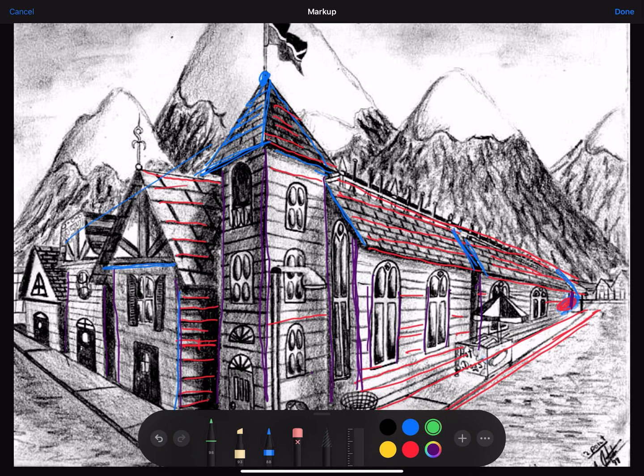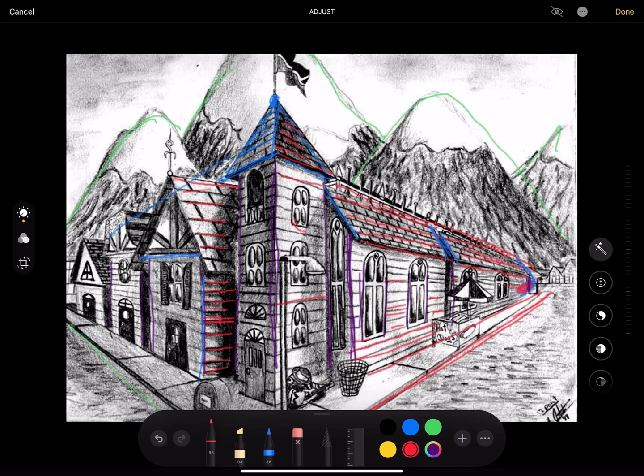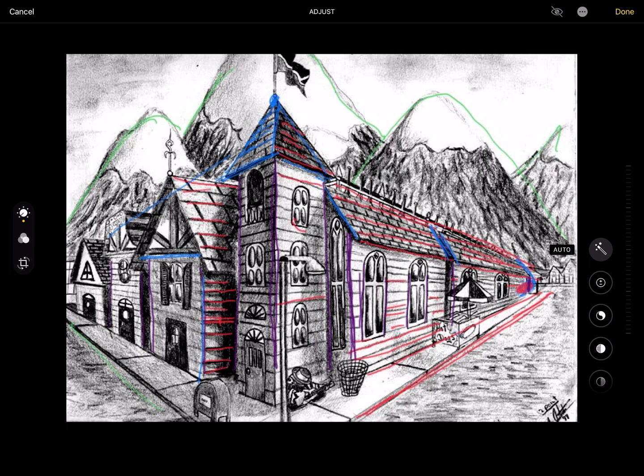As far as the mountains and stuff, notice that the mountains really aren't in perspective, right? They're really not. So you can fill in a background, right? But most of the things do go to the vanishing point. So just a couple of things to think about.